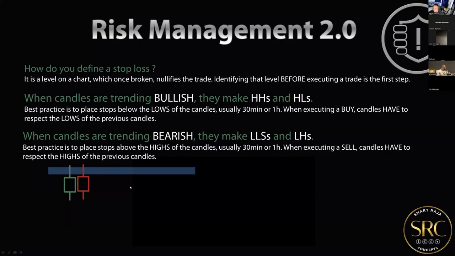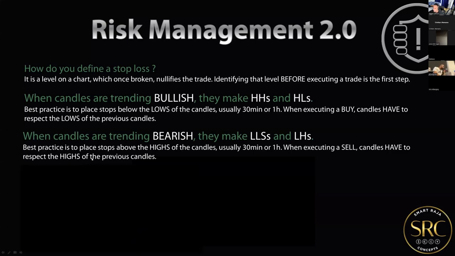Take a look at this right here. Even if it forms a wick, it has to respect the high of the previous candle. And the price moves up, moves down, and then the candle bodies start to get smaller and smaller. That's the case right here.